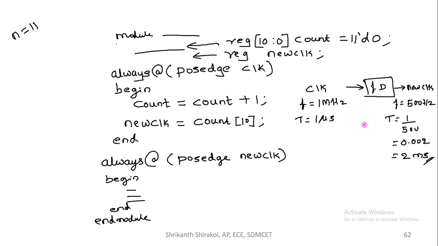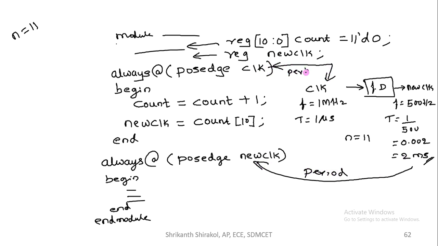So I want to divide this frequency by so many number of times. Hence to do this, I need n equal to 11. So n minus 1 is assigned here. So this new clock will be of period 2 milliseconds. This clock will be of period 1 microsecond. That's the difference. So this is frequency division for you. Now we will take this in the Xilinx environment and check.